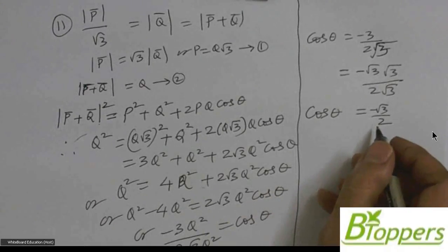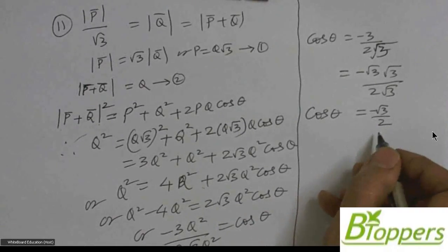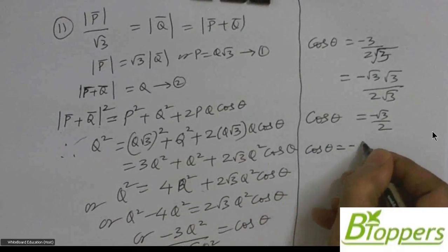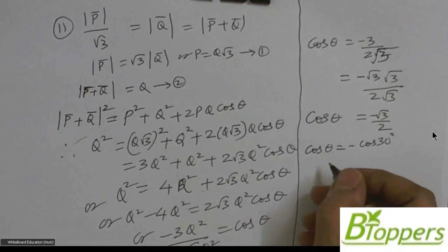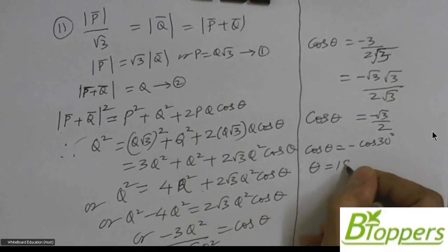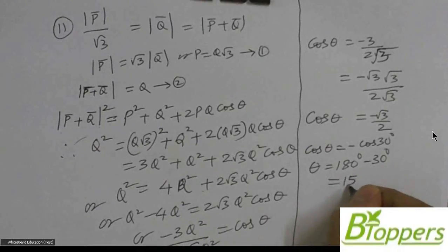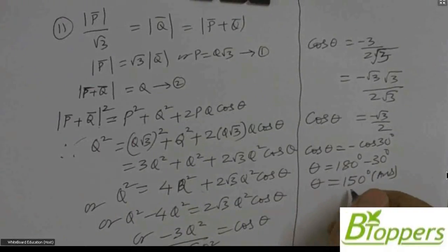You must be knowing the value of cos 30 degrees. Cos 30 degrees is root 3 by 2. So we got minus root 3 by 2. That means cos theta is the same as minus cos 30 degrees. As you know that cos 180 degrees minus theta equals minus cos theta, therefore theta is 180 degrees minus 30 degrees, that is equal to 150 degrees. So that is one of the answers. It means the angle between the vectors p bar and q bar is 150 degrees.